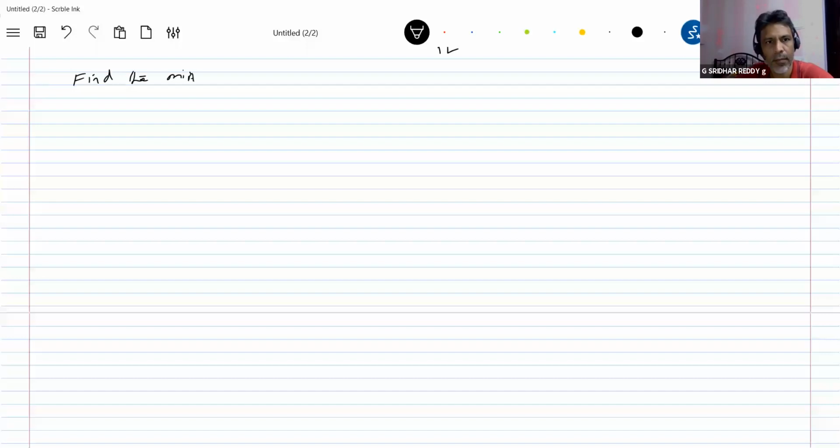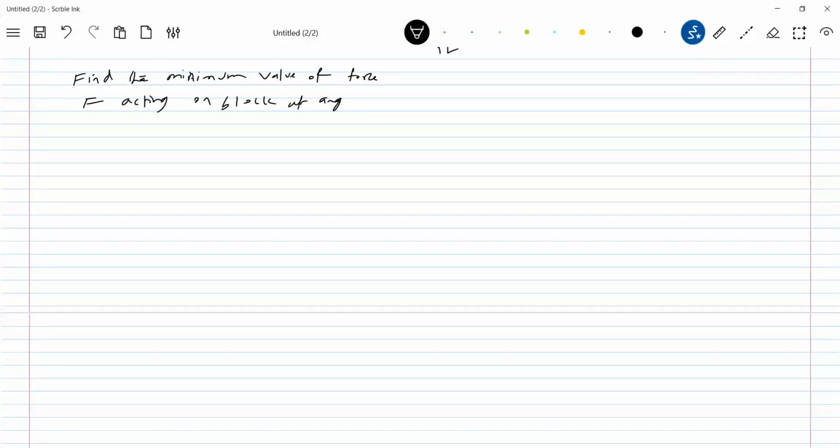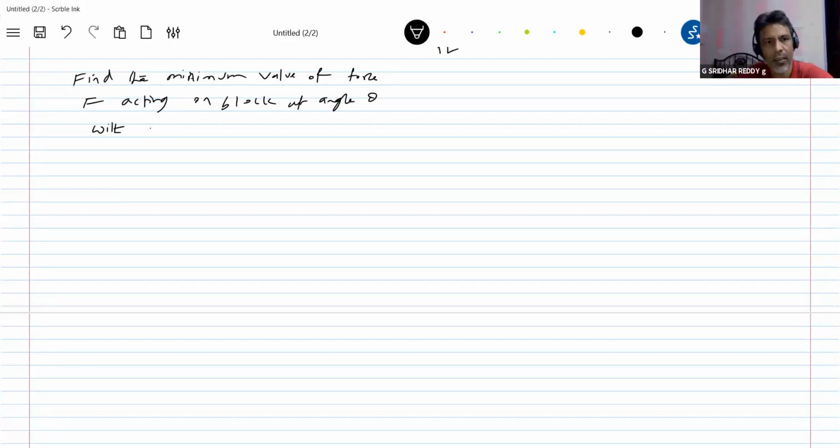Find the minimum value of force F acting on a block at an angle theta with the horizontal, as shown, to shift the block. So what is the question?